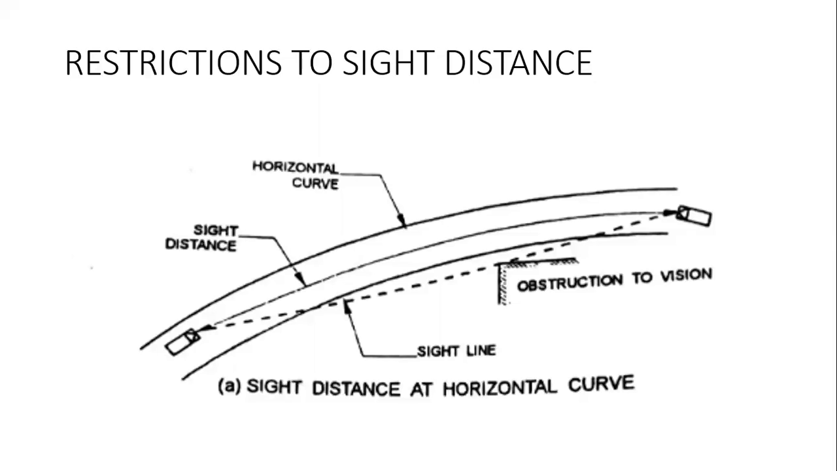The first case is the sight distance at the horizontal curve. I hope all of you remember what a horizontal curve is, right? I had shown you what a horizontal curve is, how it is visible on the road. Just have that picture or that image in your mind. So you know what a horizontal curve is now.